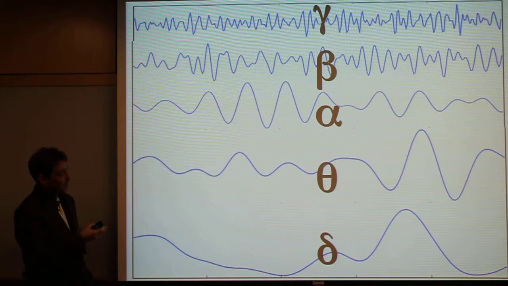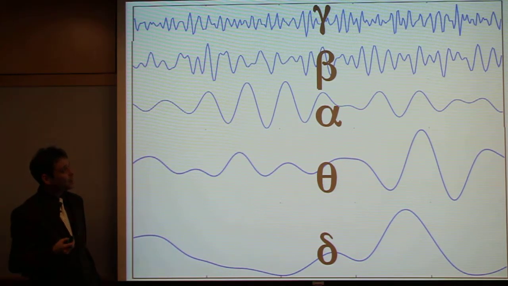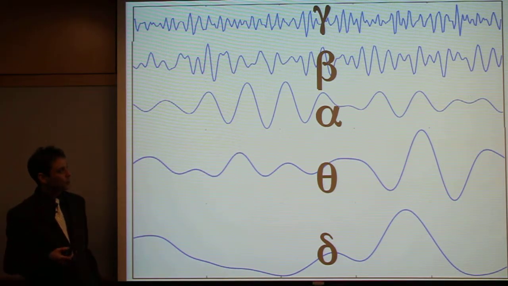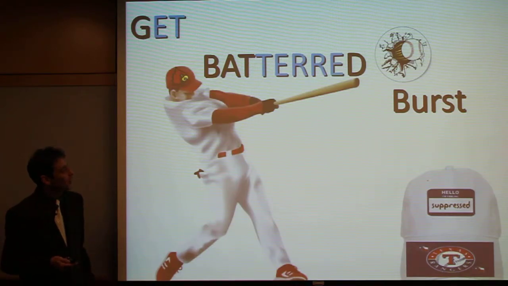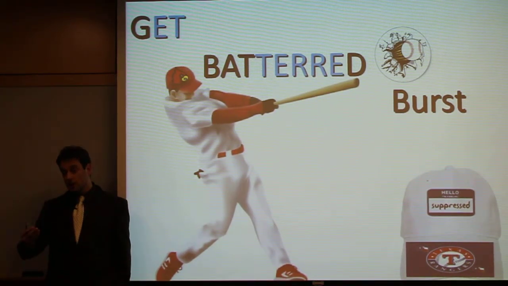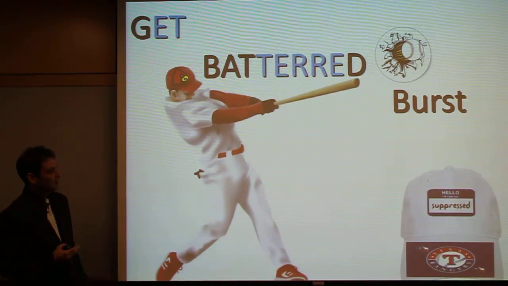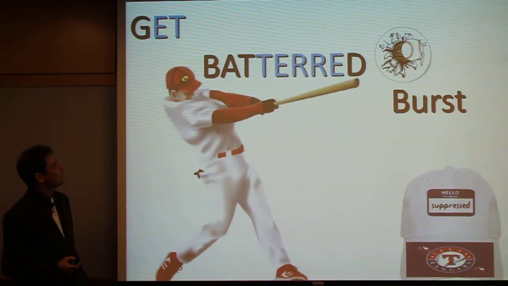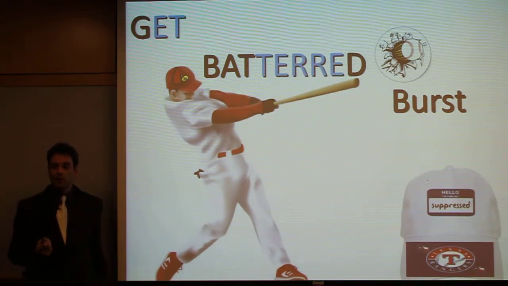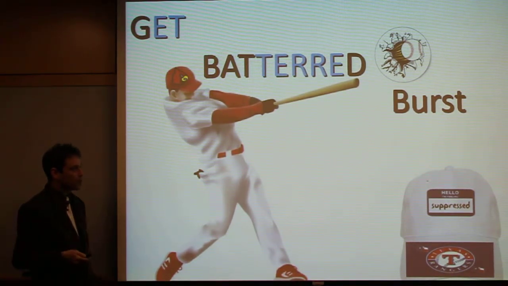However, we can appreciate the other waveforms, and beta is high frequency, relatively low amplitude, and it progresses through the other waveforms as shown. One of the ways to conceptualize the progression of waveforms with sleep or general anesthesia is with the following mnemonic: get battered, burst suppressed. G is for the gamma waves, the highest frequency, and then you go through beta, alpha, theta, burst suppression.